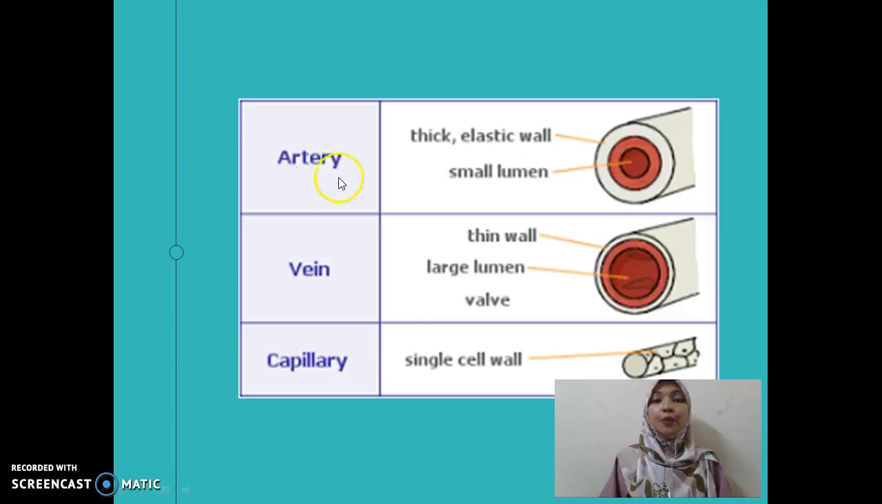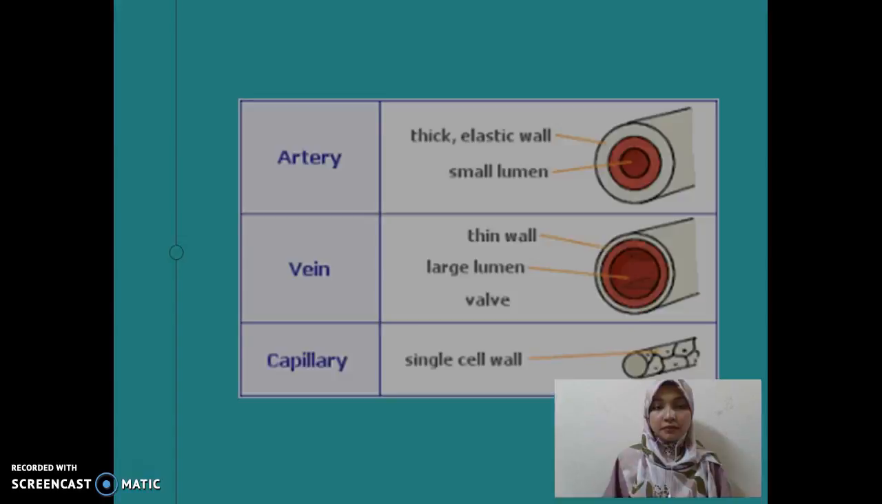The artery has a thick and elastic wall. The vein has a thin wall, and the capillary only has a single cell wall. The artery has a small lumen and carries oxygenated blood, and the vein has a large lumen and consists of valves, as it carries deoxygenated blood, and the valves function to prevent the backflow of the blood.